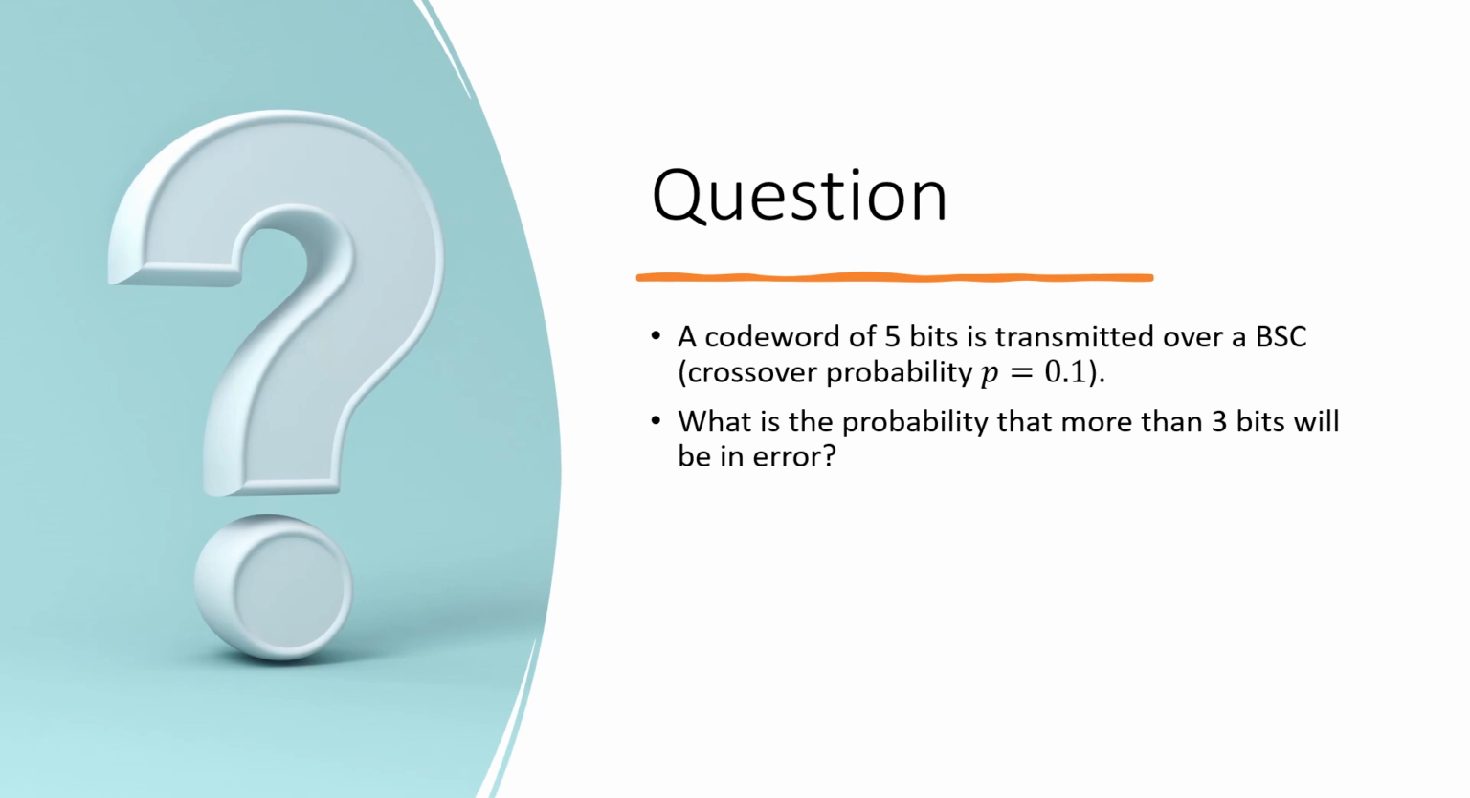I would rather leave you with a question or challenge. A code word of 5 bits is transmitted over a binary symmetric channel with error probability, or crossover probability, of 0.1. So every bit transmitted could be flipped with probability 0.1. What is the probability that more than 3 bits will be in error? Please write your answers in the comment section, and I'm challenging you that 2 would get the same answer. Usually if 2 or more get the same answer, there is a high probability that the answer is correct.